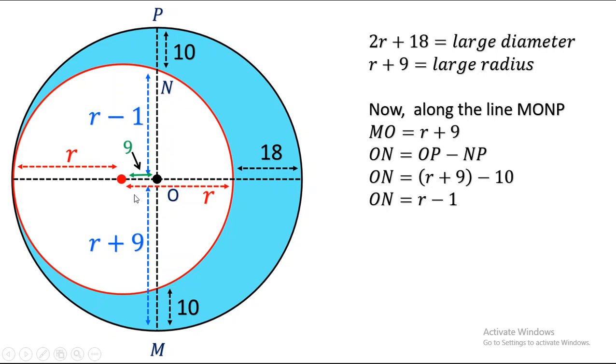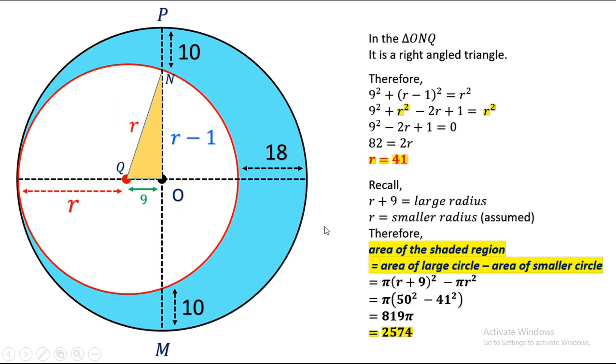In the next step, I can draw a radius from the center of this smaller circle to this point N. A radius can be drawn. I will show in the next figure. See, this point Q to point N is the radius of the smaller circle that has been constructed. So from Q to N, since it is the radius, its value is r. From O to N, as proved earlier, it is r minus 1, and from Q to O is 9 centimeter as discussed earlier.